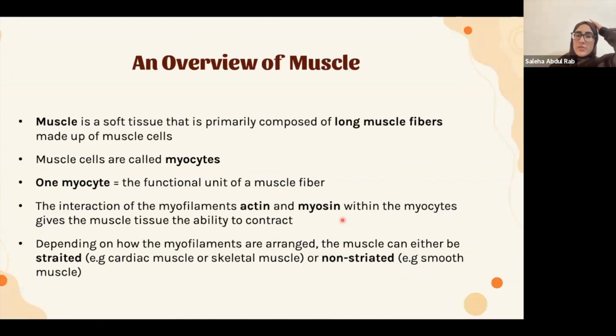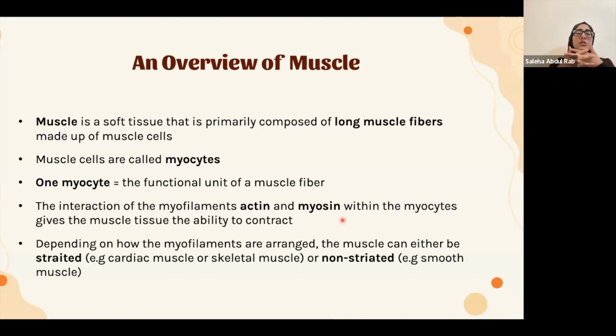Okay, so what is muscle? Muscle is a soft tissue that's primarily composed of long muscle fibers made up of muscle cells. These muscle cells are also called myocytes. And a single myocyte is the functional unit of a muscle fiber. The interaction of myofilaments, actin, and myosin within these myocytes is what gives the tissue the ability to contract.